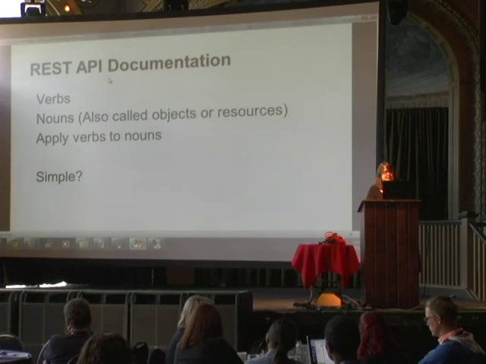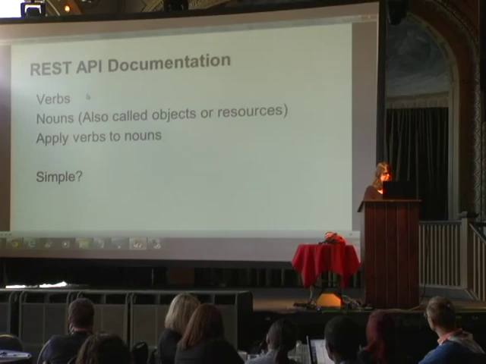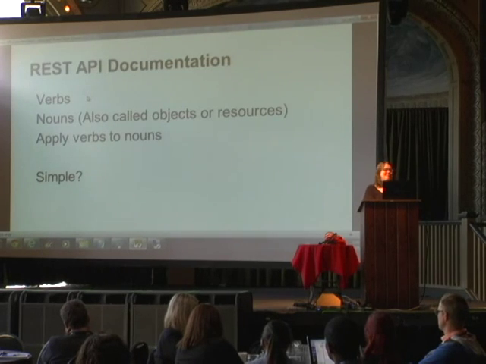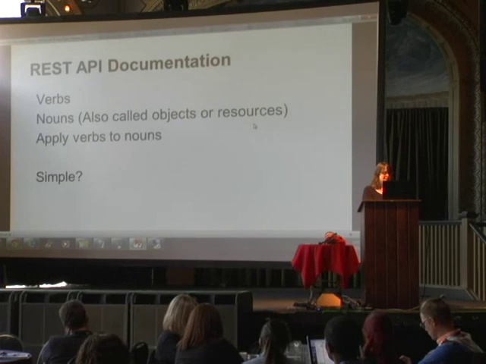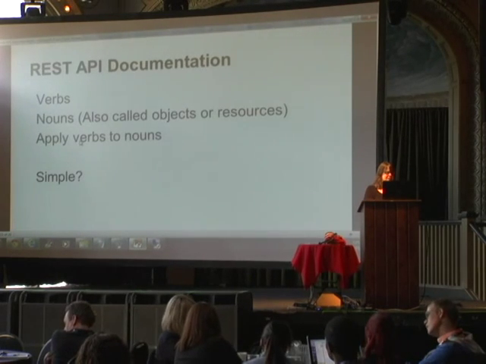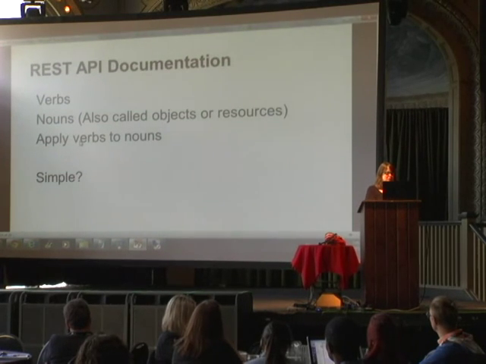I know there are a lot of different types of APIs, but this is what I've spent most of my time recently on, and they're also quite easy to describe. Basically, you have some verbs like get, post, put, delete. Also patch, but that one is more controversial. At least in my company, people say, no, it's not really RESTful. So then we have nouns, which are also called objects or resources. And you figure out how to apply the verbs to the nouns, and that's API documentation, which should be simple, right?